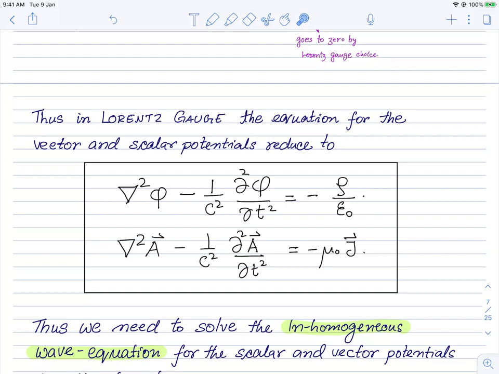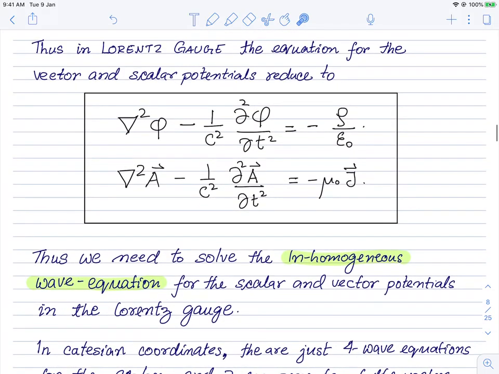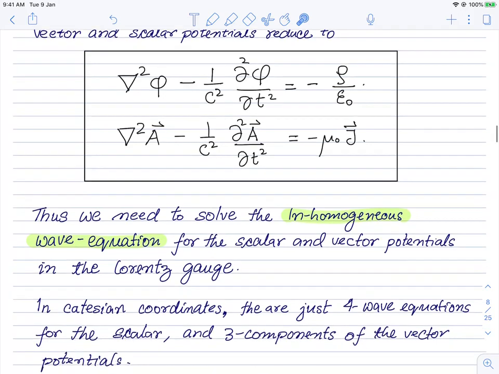This is another nice thing that happens in the Lorentz gauge choice, which keeps both phi and A on the same footing, because they satisfy the same kind of equation, the inhomogeneous wave equation. So now what we have to do is to learn how to solve this inhomogeneous wave equation. That is what we are going to do now.